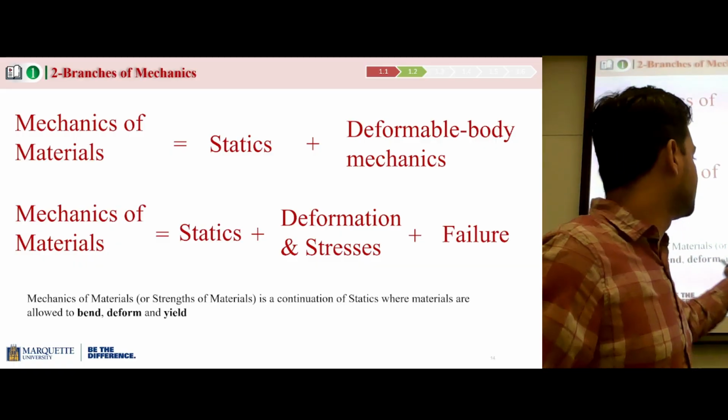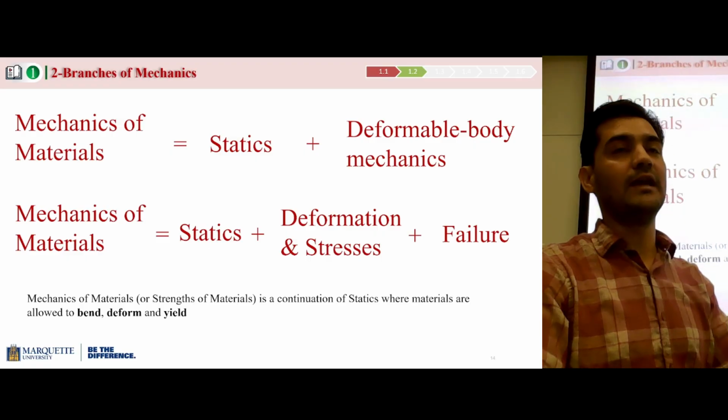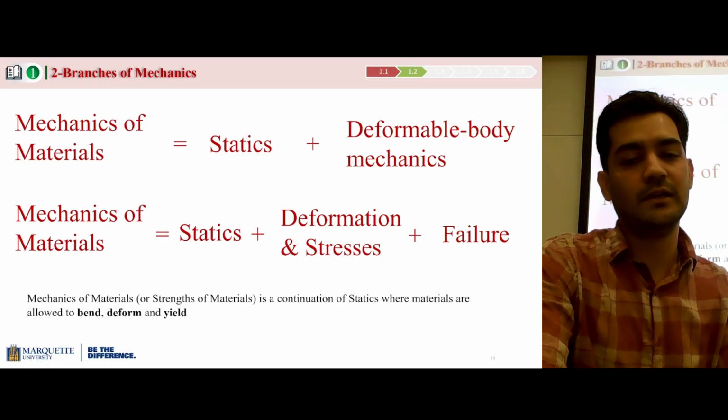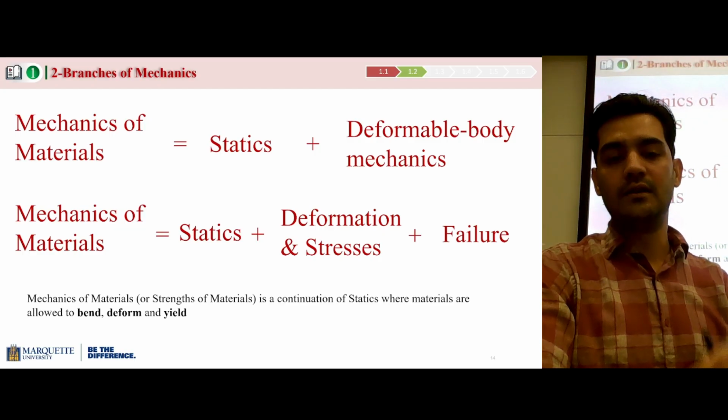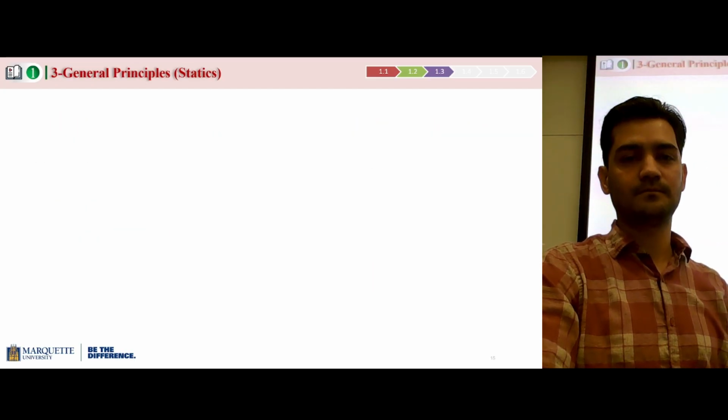So this is the bookish definition. It's written in the book. So mechanics of material, some people call it strength of material, is a continuation of statics, where materials are allowed to bend, deform, and yield.